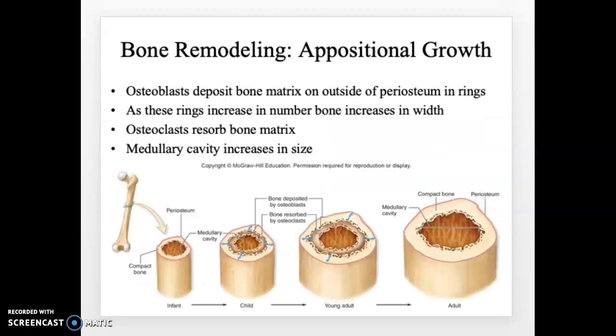Appositional growth is the only type of growth that you can have as an adult in your bones. So this is increasing the width of the bone. So this is a bone of an infant, and you can see it's growing in width until adulthood. So the outside gets deposited, and we keep increasing the width by depositing on the outside, and then the osteoclasts on the inside are actually making the medullary cavity larger. So you're adding to the outside and dissolving the inside.